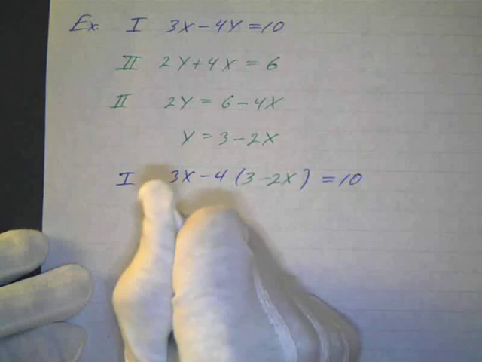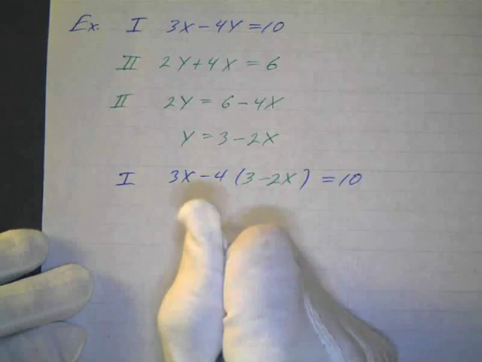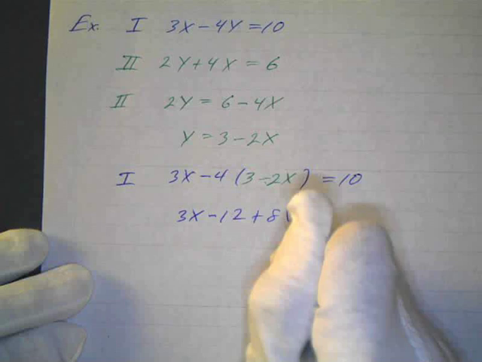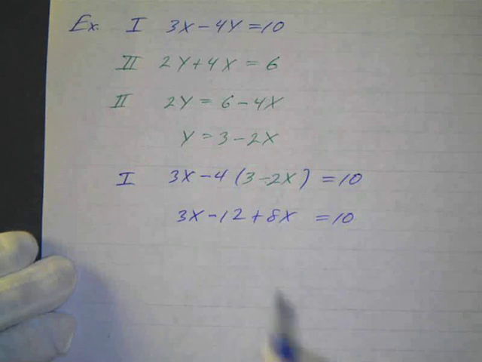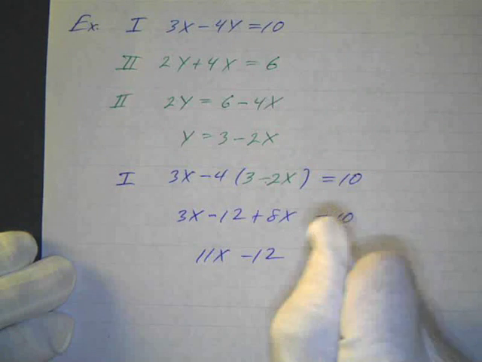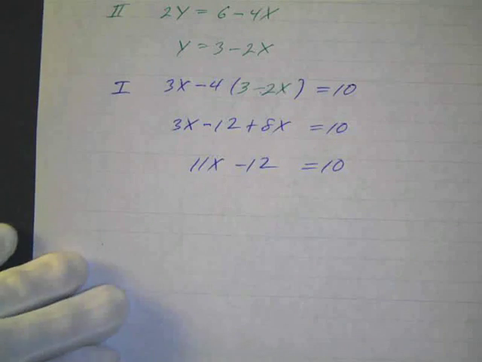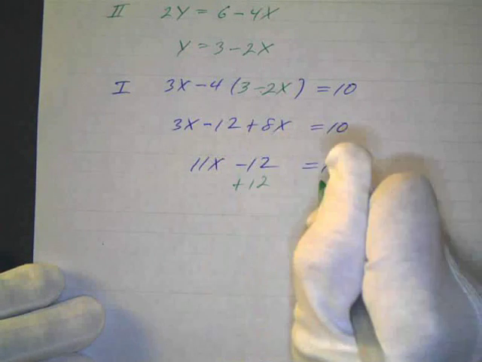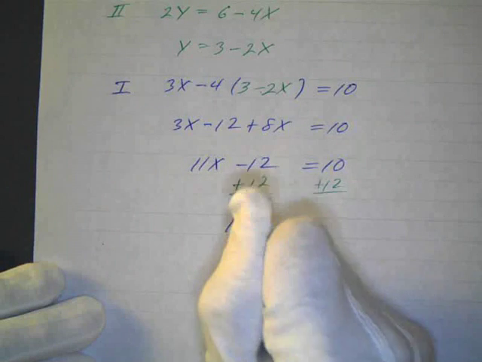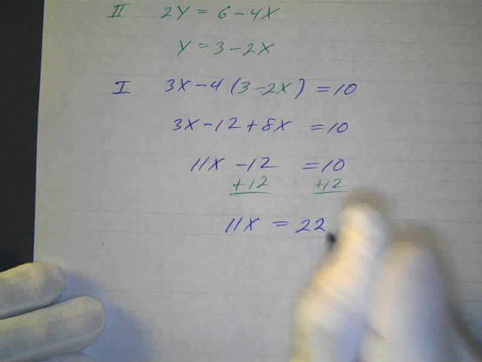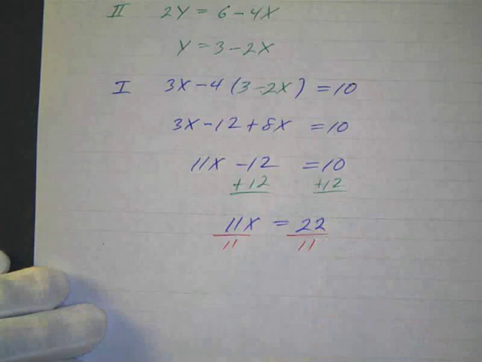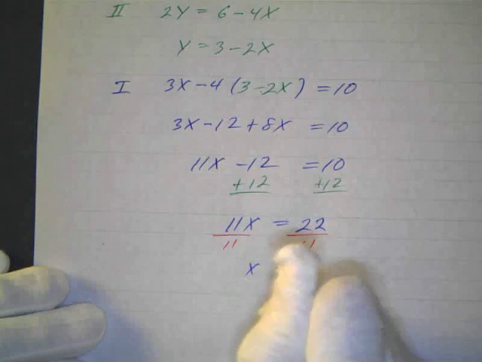So we've got 3x, and I use the distributive property. That's going to be negative 4 times 3, which is negative 12. A negative times a negative is positive, 4 times 2 is 8x. That equals 10. And then 8 plus 3 is 11, so I'll combine my x's. So I've got 11x minus 12 equals 10. And then I'll add 12 to both sides, and I end up with 11x equals, and 10 plus 12 is 22. And then if I divide both sides by 11, x equals 2. Well, that's nice.